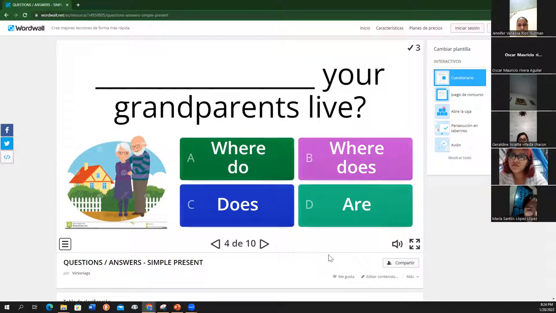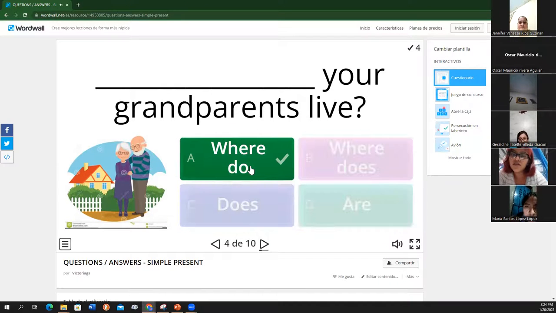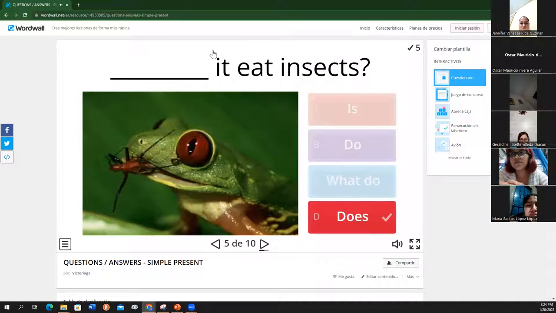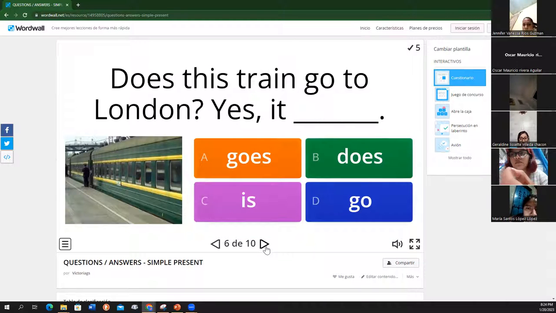A, B, C, or D? Which one is the correct to complete the question? Where do your grandparents live? Okay, excellent. Does it eat insects? Okay, does it eat insects, right? Very good. Estamos hablando de un animal, okay? Por lo tanto, es considerado como third person. Okay, does this train go to London?